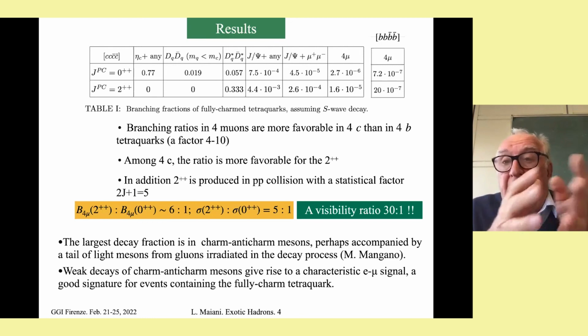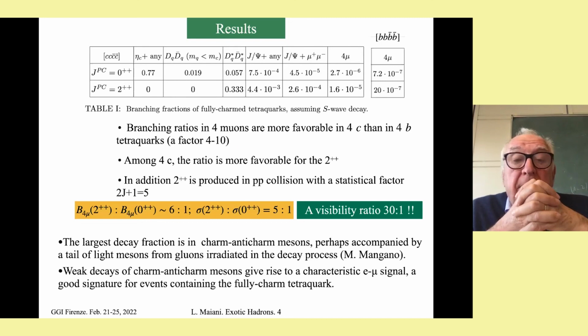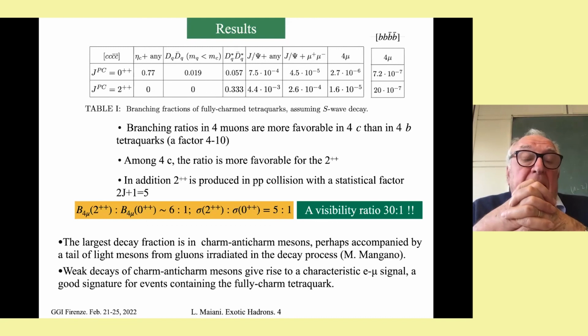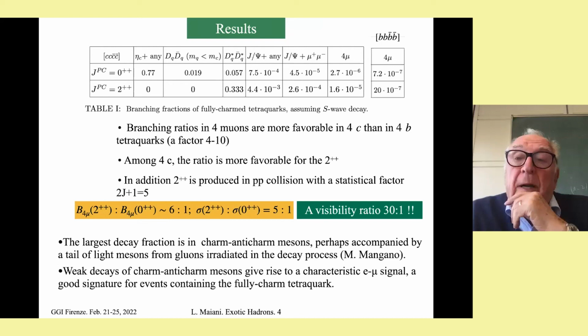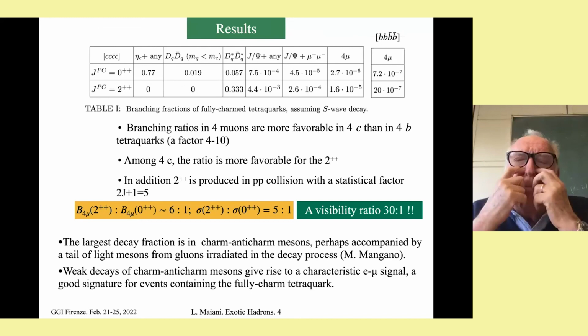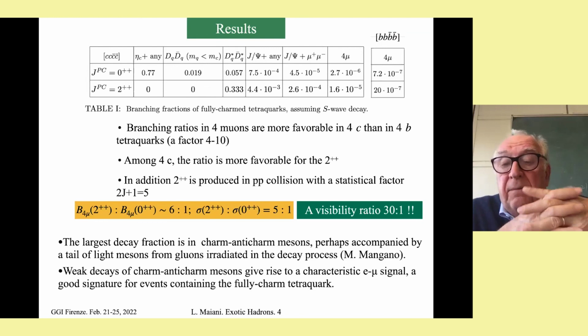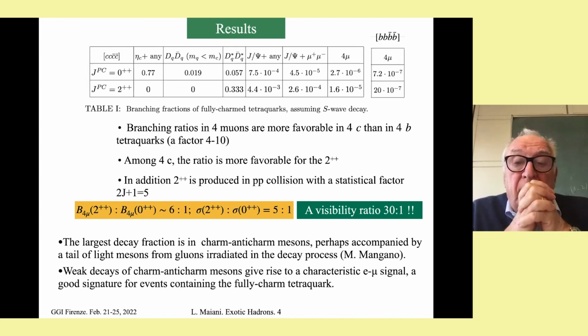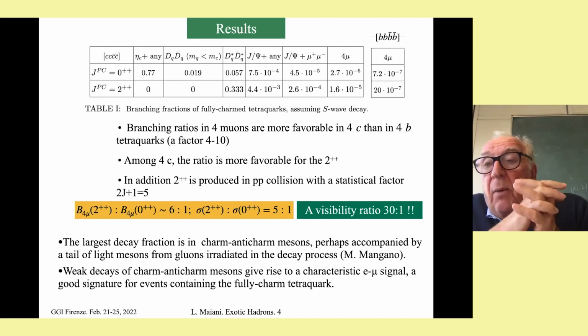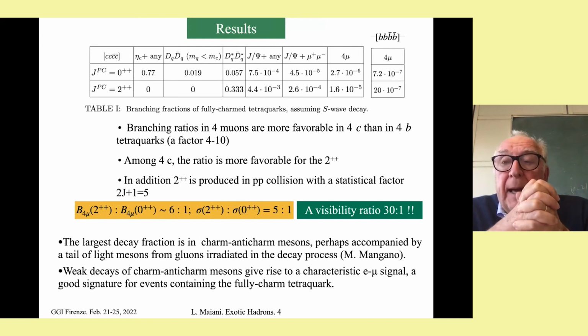Now here comes the 2++. You can see from this table that the rate into four muons of the 2++ is essentially 6 times the rate of the 0++, and also in hadron collisions the 2++ is produced 5 times more abundantly than the spin 0. And so you have a factor 30 of visibility of the 2++ with respect to the 0++. So our guess would be that perhaps the big peak that is seen by LHCb is perhaps the 2++. But of course, we cannot say anything until spin parity is computed.